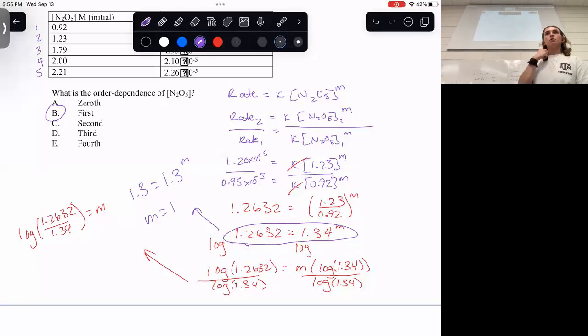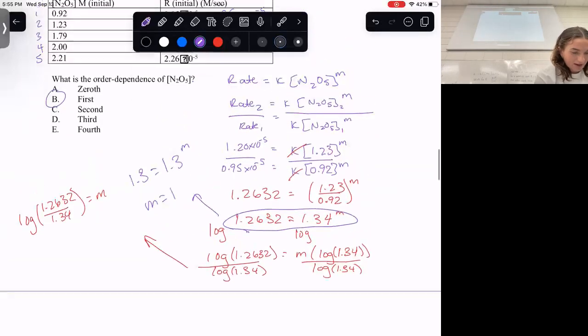Which two trials do you use? You could have used 5 and 1, 4 and 1, 3 and 1, 2 and 5, 4 and 5, it doesn't matter. Okay. In class, Dr. Lindahl told us that if the rates are multiplied by a constant, then it's first order, and if it's higher, it's second. Yep, that's a good thing as well.